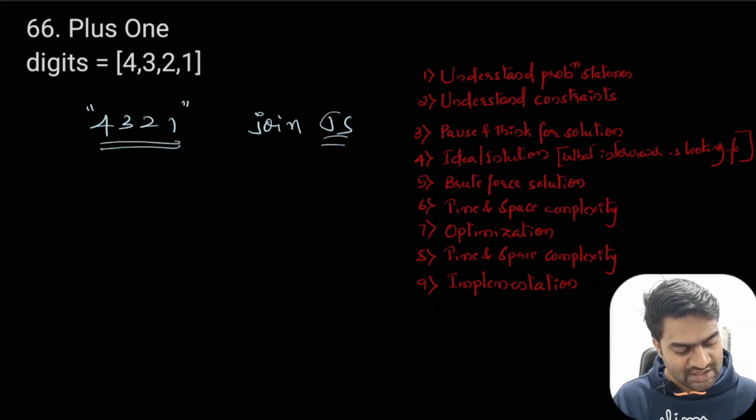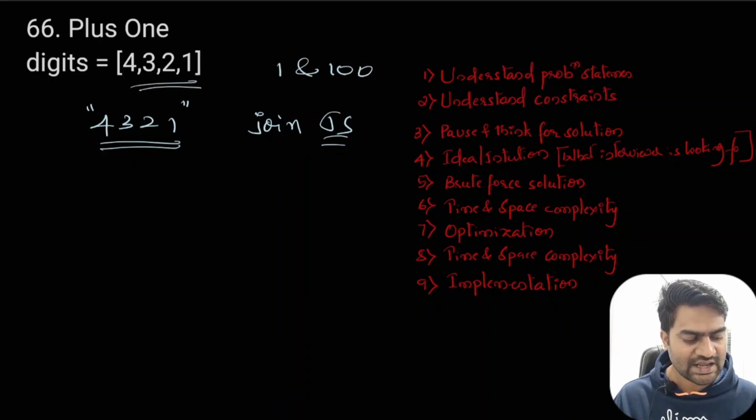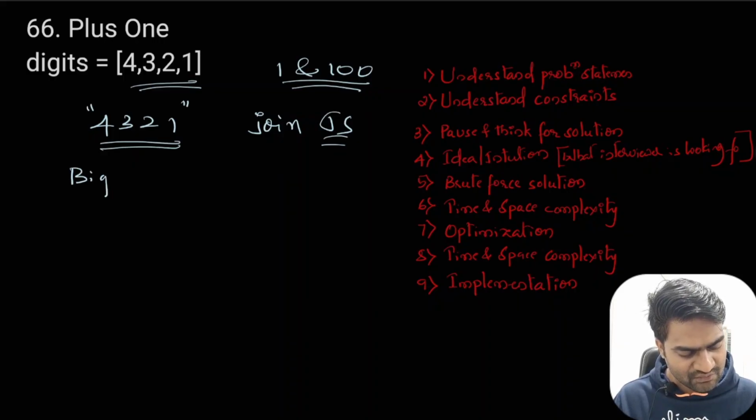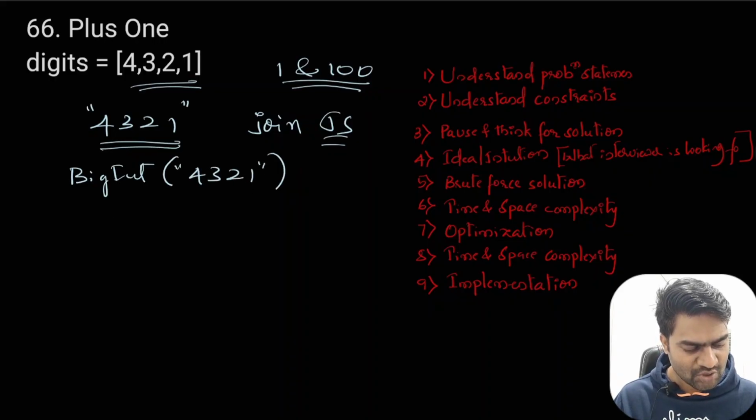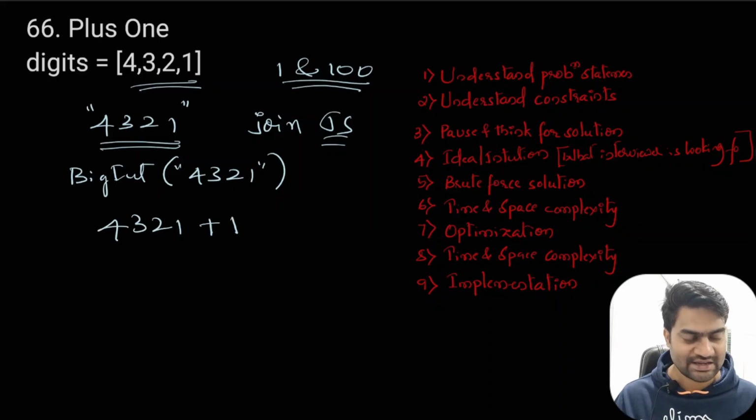Then you need to convert it into a big int number. Why big int? Because the length of this particular array is between 1 and 100, so we need to handle the large input size here. That's why we will consider big int. If I do big int of this particular string 4321, it will give us the proper 4321 integer number. Then I will add 1 to it, and I will get 4322, which is a big int number.